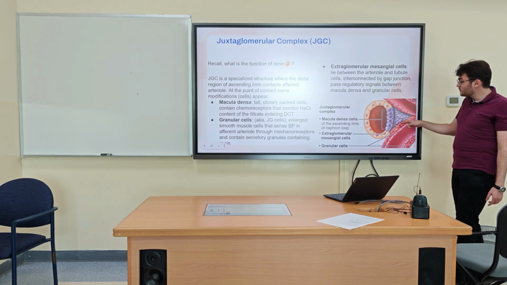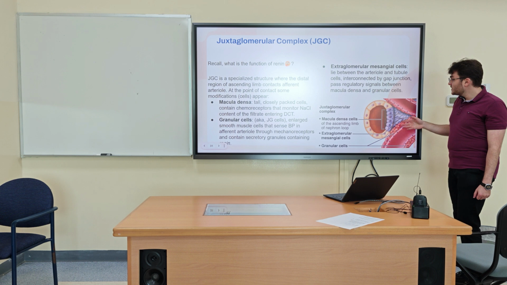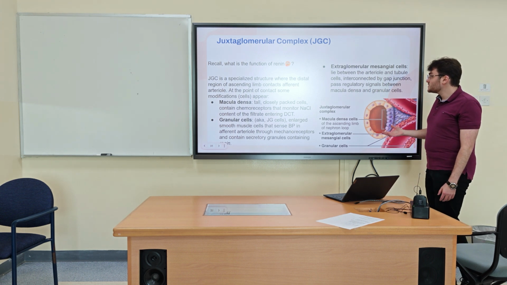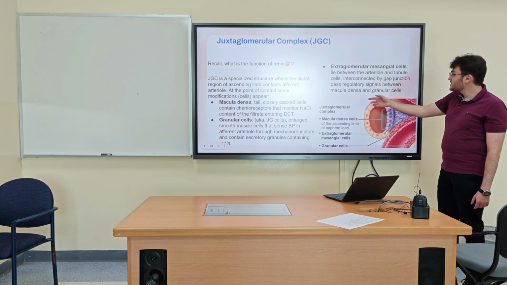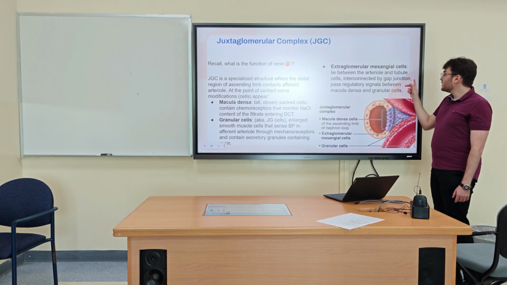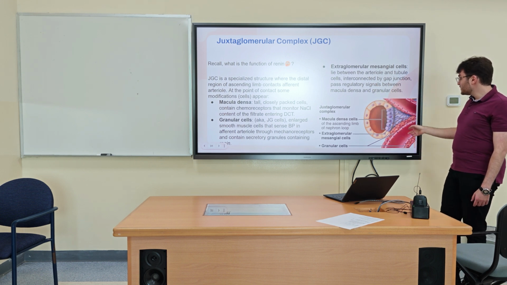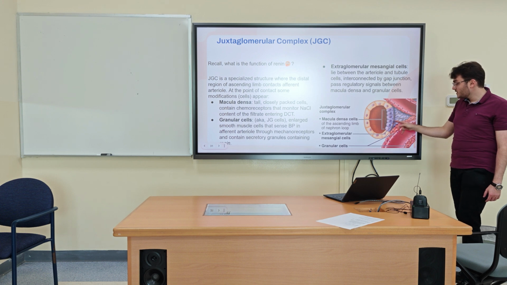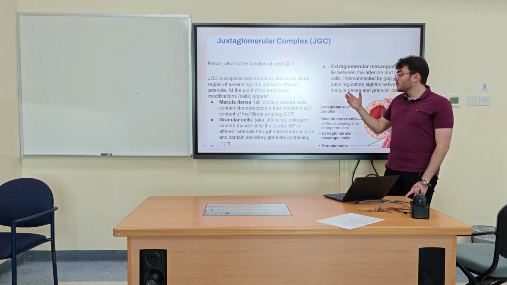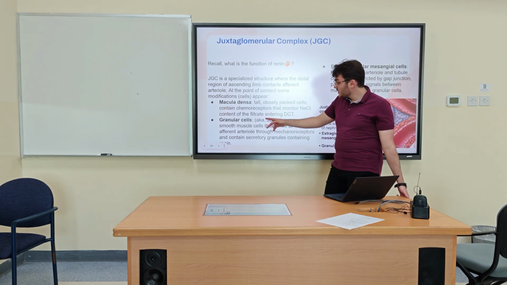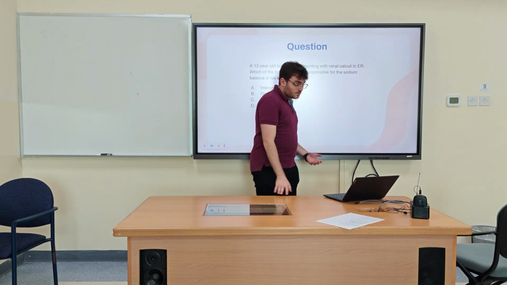Okay, and finally, between these two cells we have the extraglomerular mesangial cells. Extraglomerular, as the name suggests, extra meaning outside. So they lie between the arteriole and the tubule cells. They are interconnected by gap junctions, which is a very important keyword. They also pass regulatory signals between the macula densa and the granular cells, so they communicate with both. One thing to differentiate between the macula densa and granular cells: macula densa cells have chemoreceptors, while granular cells have mechanoreceptors.